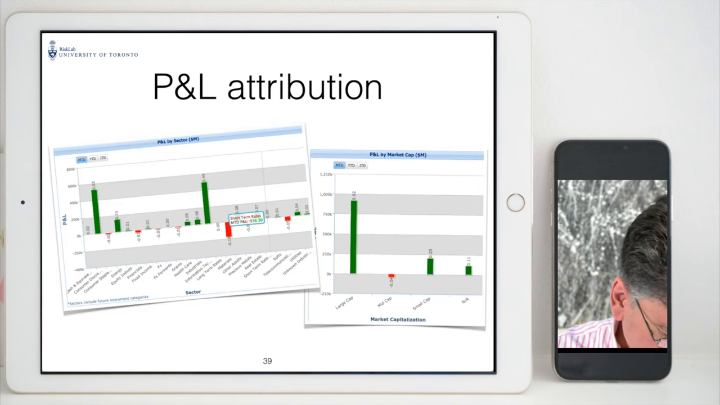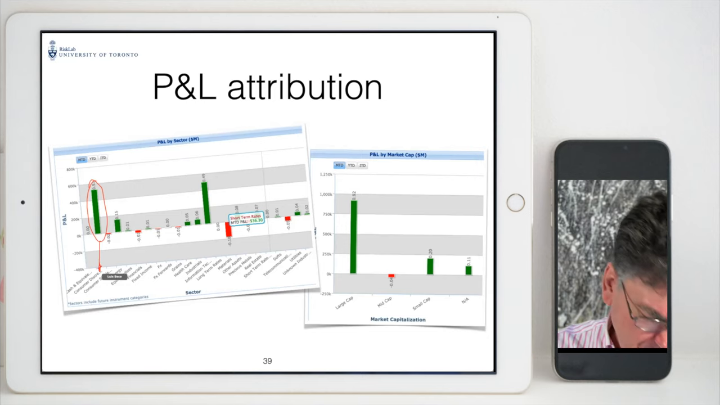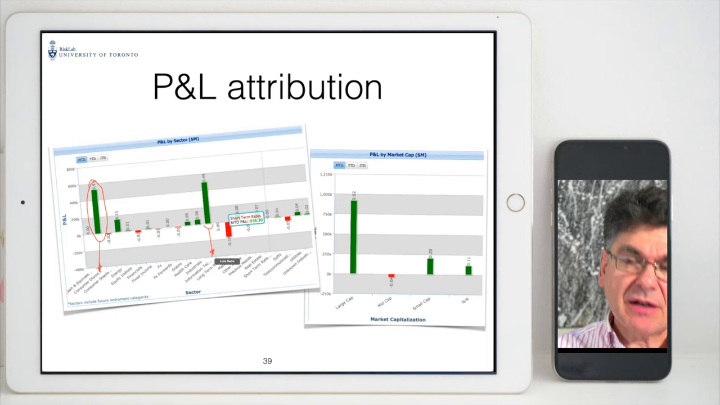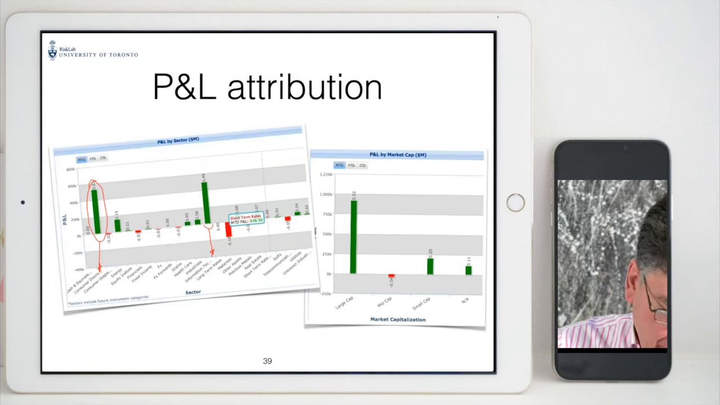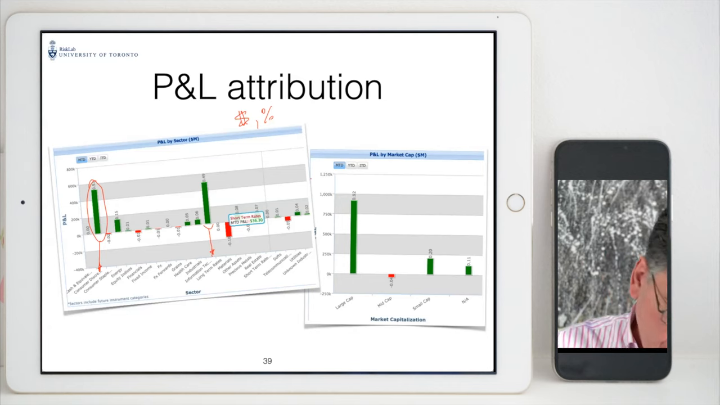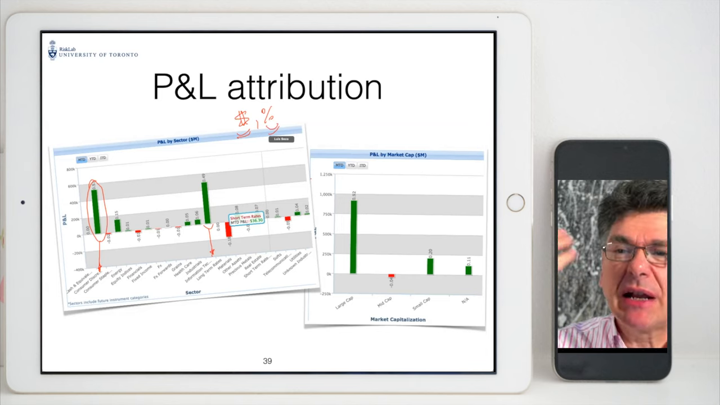So for example, in this case, we can see that consumer discretionary is making us a lot of money, and information technology is making us a lot of money. And there are many ways to do that. You can do it by looking at dollars or percentages. Dollars or percentages. What does that mean? Dollars means how much money you're actually making. And percentage is how much money you're making relative to how much you invest.